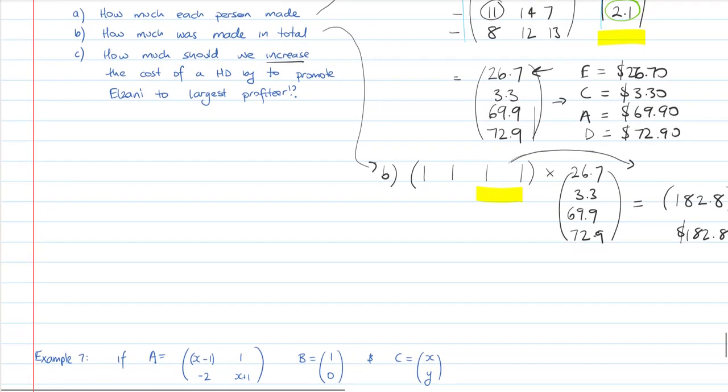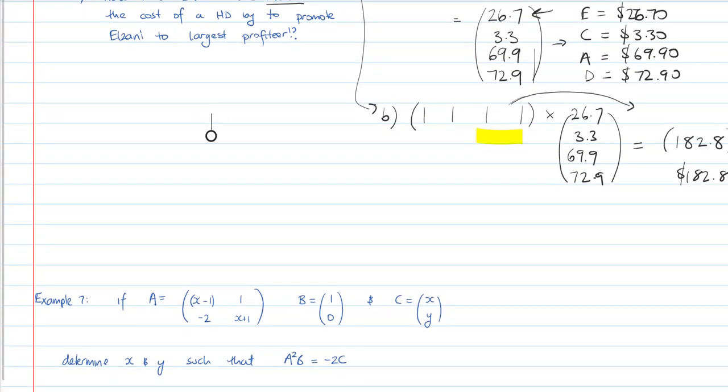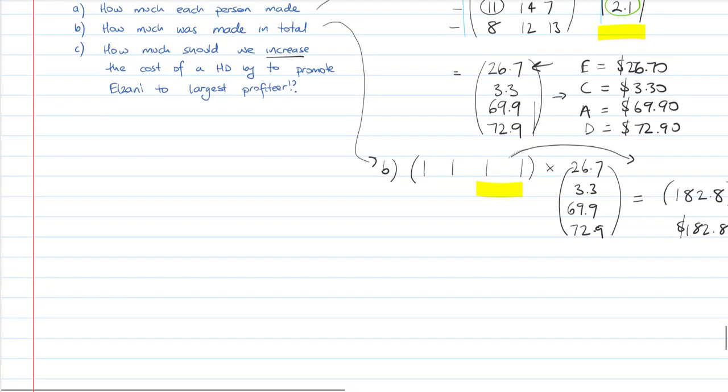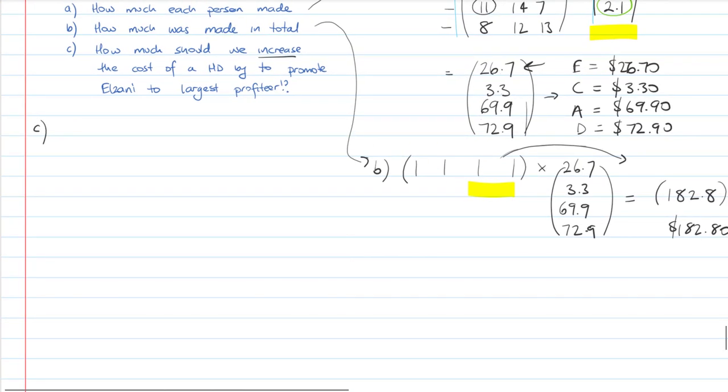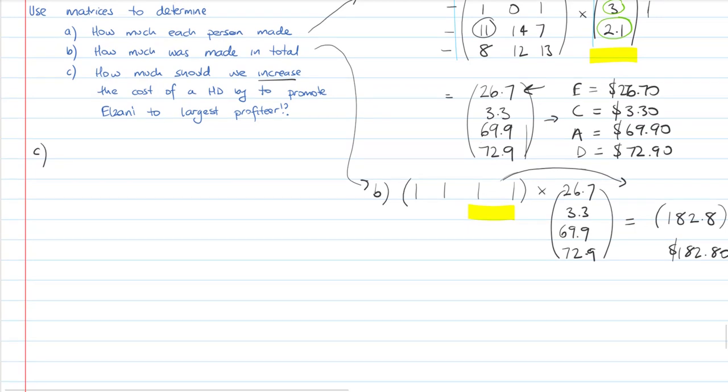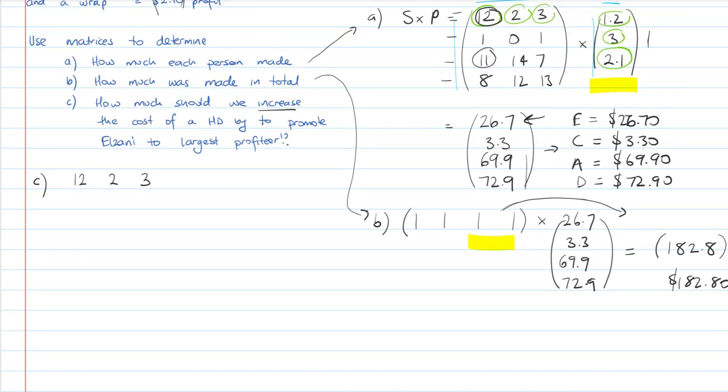So, I'm going to set this up. I'm going to give myself a bit of room from example 7 first of all, and then down here we'll set this last question up. Not really a good way to set it out, A, B on the right and C on the left, but anyway, we've done it now. And I'm going to write out the 12, 2, 3, let's check I've got that right, yep, 1, 0, 1, 11, 14, 7, 8, 12, 13.